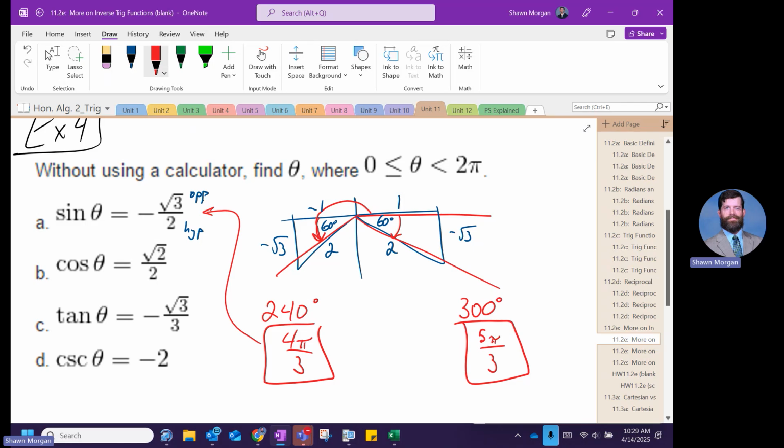For which angle? 240 or 300? All right, so watch this. 240 times pi over 180. Now 60 goes into 240 4 times, and 60 goes into 180 3 times. So we got 4 pi over 3.